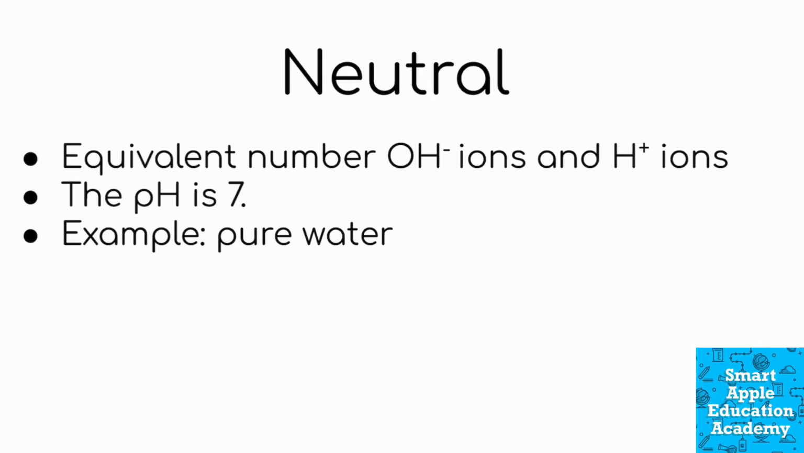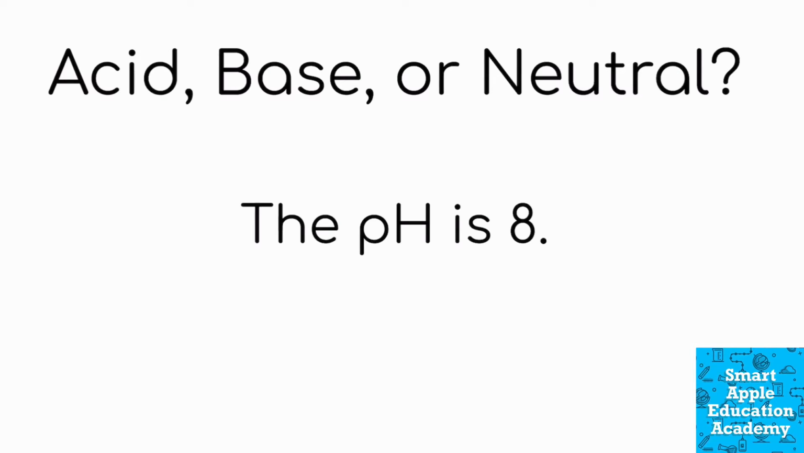Now let's move on to identifying whether something is acidic, basic, or neutral. A solution has a pH of 8. Is it an acid, a base, or is it neutral? Well, let's think about it. The scale goes from 0 to 14.